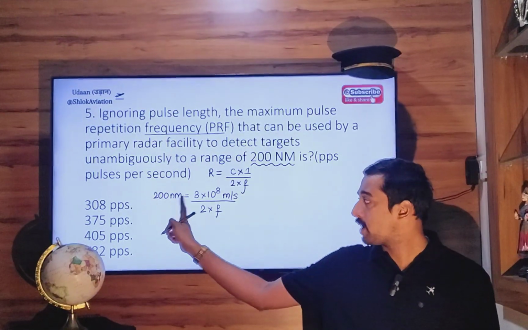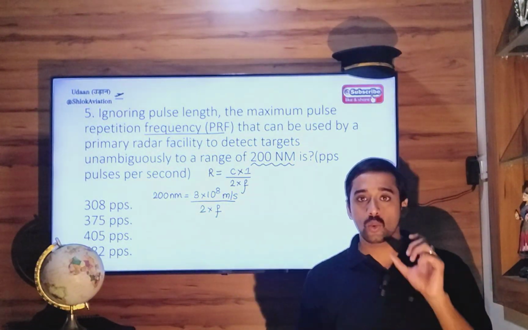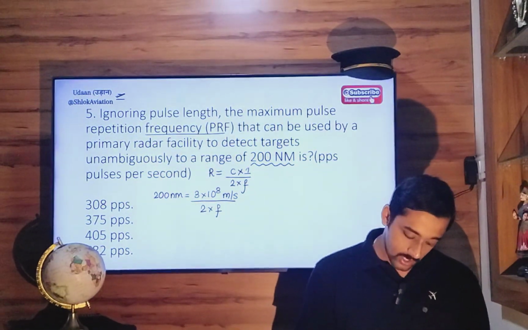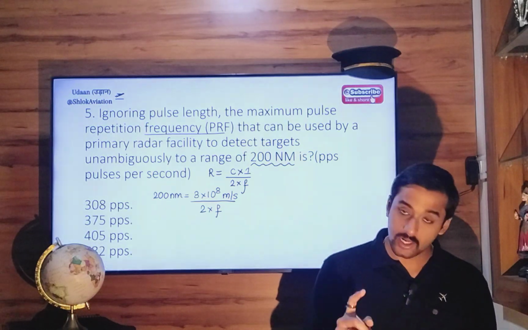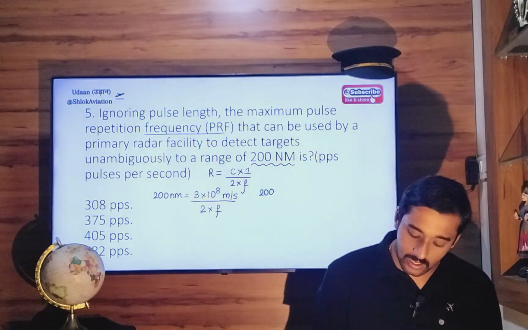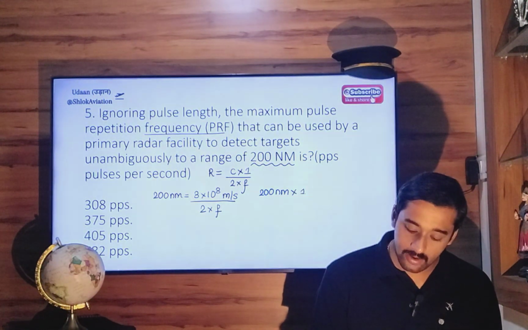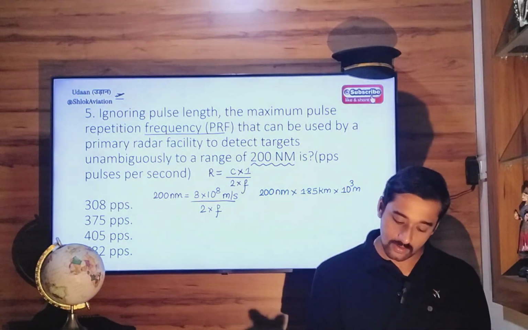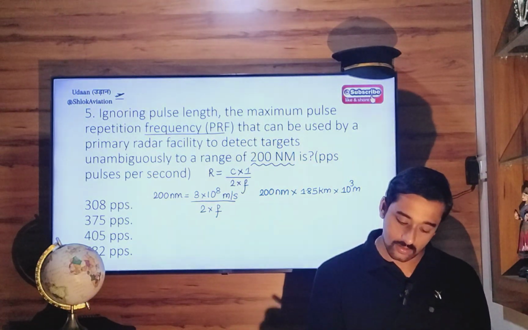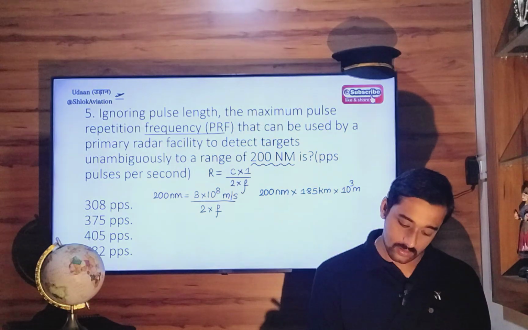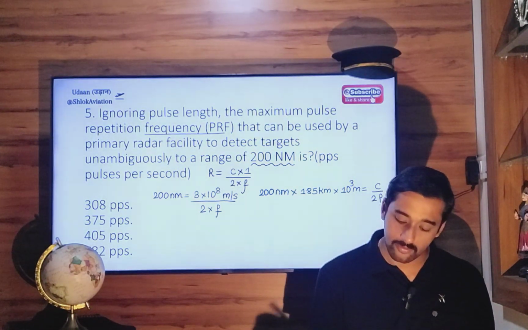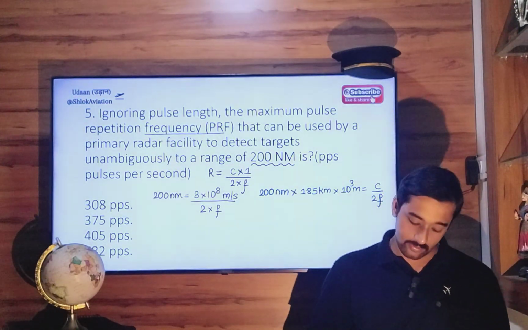Now here there is nautical mile, and here it's meters per second. So let's equate the units of the left hand side and right hand side. Let's convert 200 nautical miles into the corresponding meters. So 200 nautical miles into 1.85 kilometers into 10 raised to 3 meters, that is 1000 meters, is going to be equal to c divided by 2f.